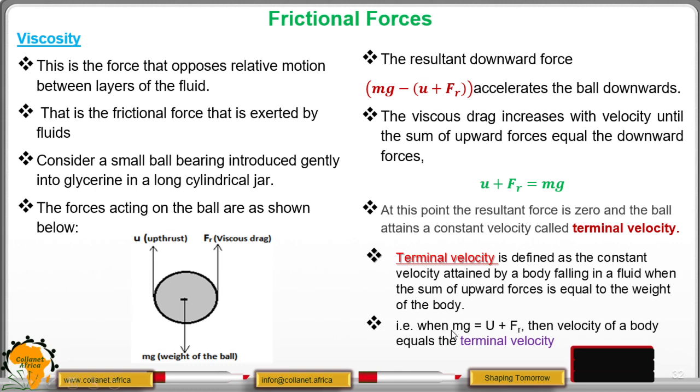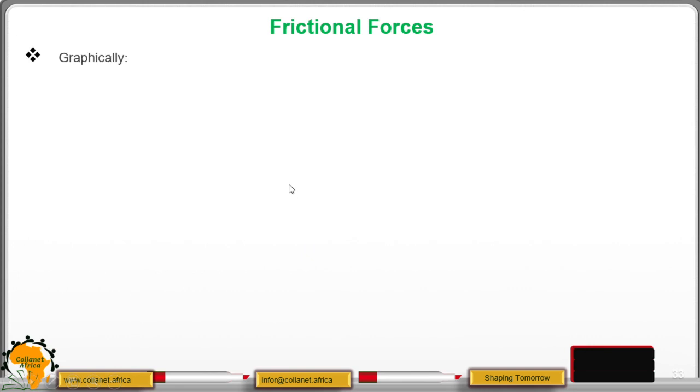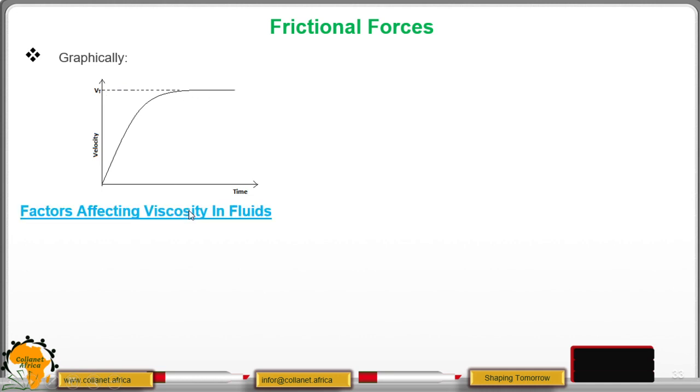Therefore, when mg is equal to u plus fr, then the velocity of a body equals the terminal velocity. From there, we can see it graphically here. The velocity is increasing with time. But when the upward and the downward forces are the same, then that object attains a constant velocity, and that constant velocity is not changing, and that is what we call the terminal velocity.